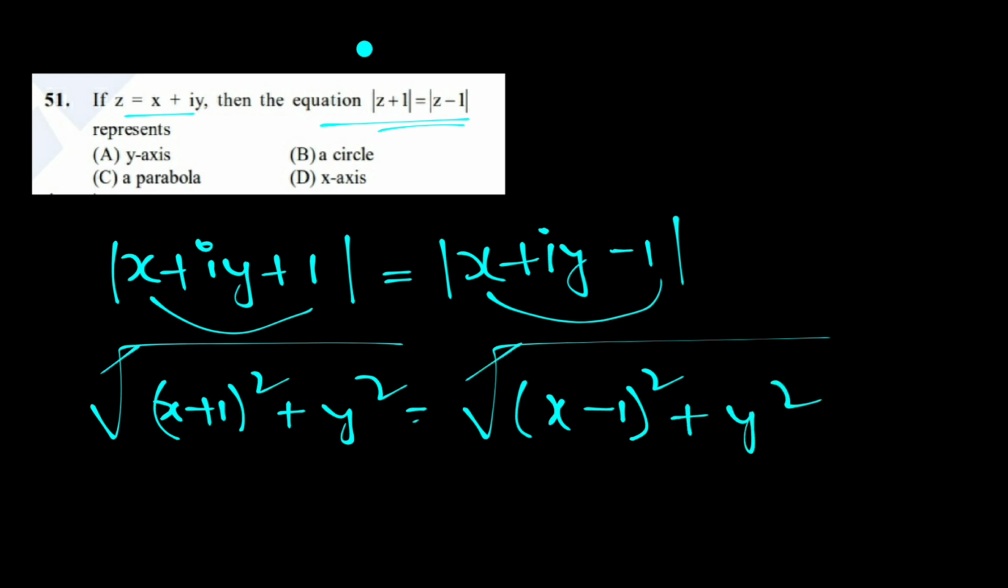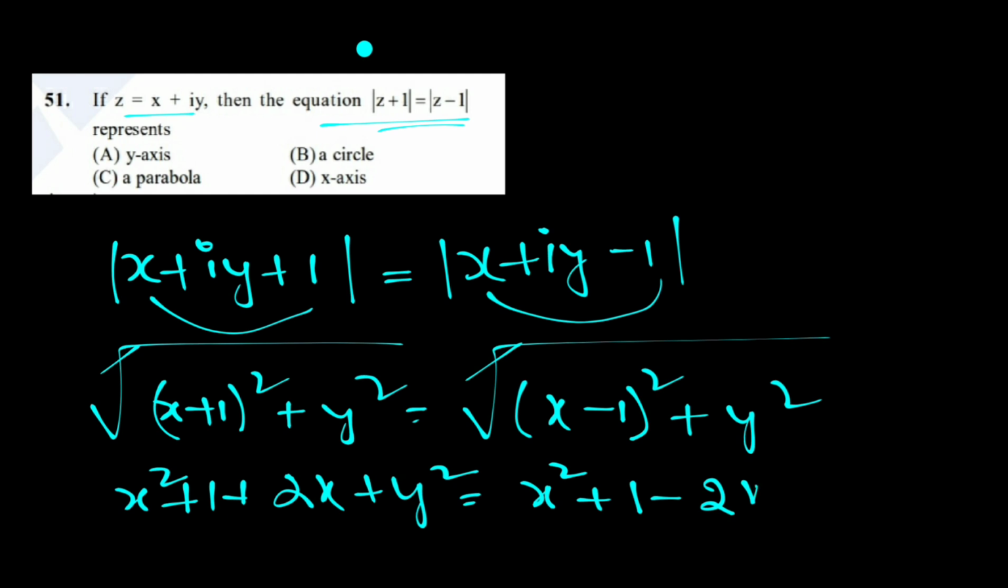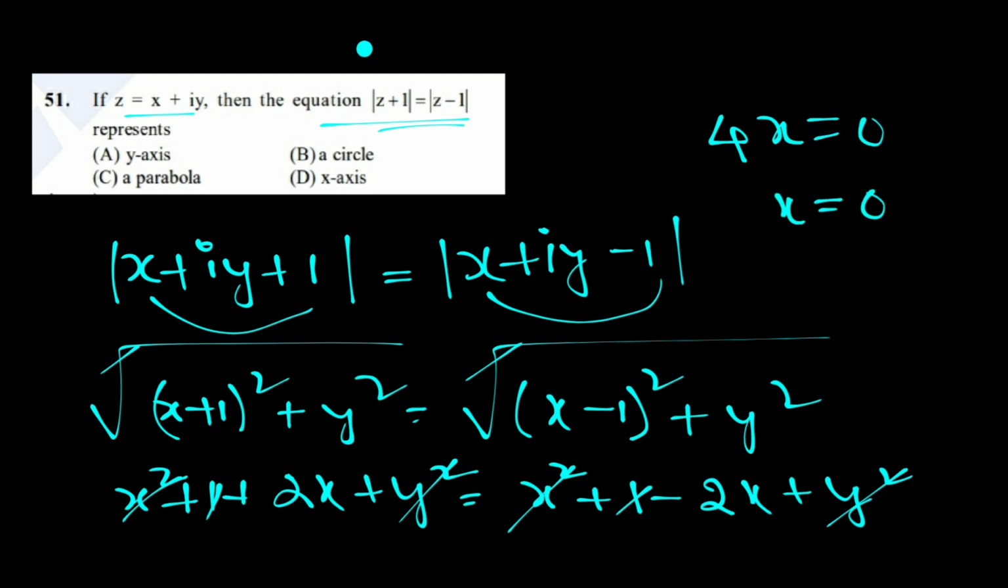Here we can remove the root. Next, by using the (a plus b) whole square formula, x square plus 1 plus 2x plus y square is equal to x square plus 1 minus 2x plus y square. y square gets cancelled, x square gets cancelled, 1 gets cancelled. So now we'll get 4x is equal to 0. x is equal to 0. x is equal to 0 is nothing but the y axis. So the equation represents the y axis. Option A is correct.